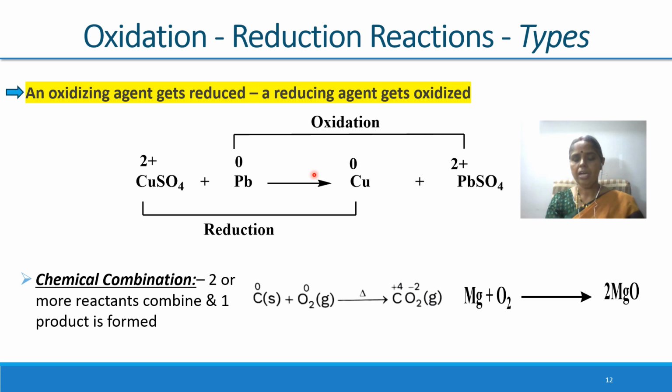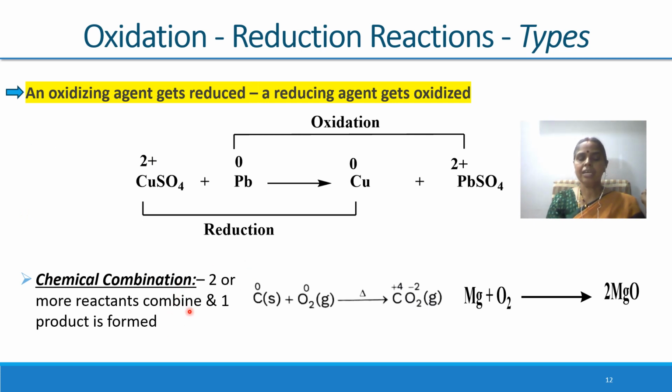Just now we saw redox reaction involves reduction and oxidation simultaneously. Someone gets reduced, someone gets oxidized. You call it a redox reaction. Both processes occur simultaneously. An oxidizing agent gets reduced, a reducing agent gets oxidized. That also we have seen.